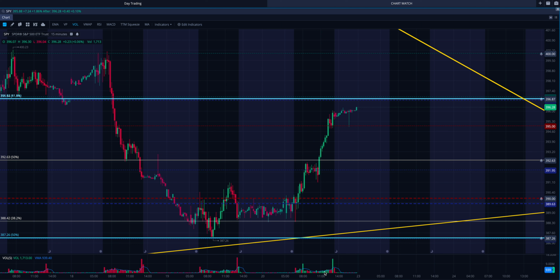I tweeted about this a couple days ago. I mentioned I was going to start posting my SPY blueprint once a week for free on Twitter on Sundays so that you can use it to trade Monday. So let's talk about how to use this blueprint, all right?